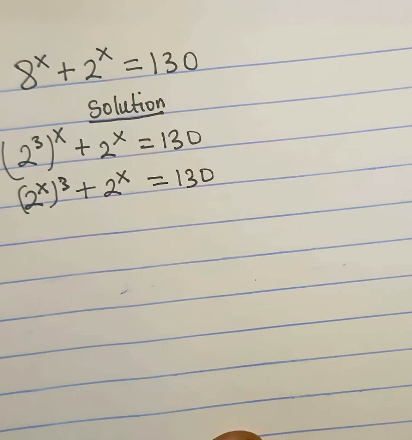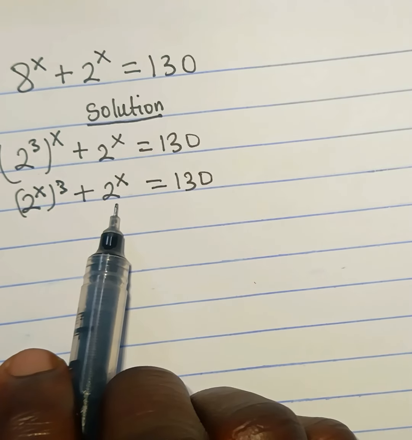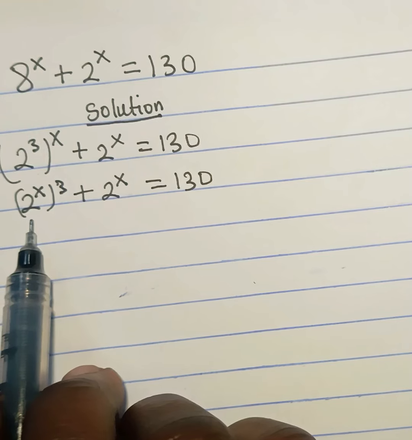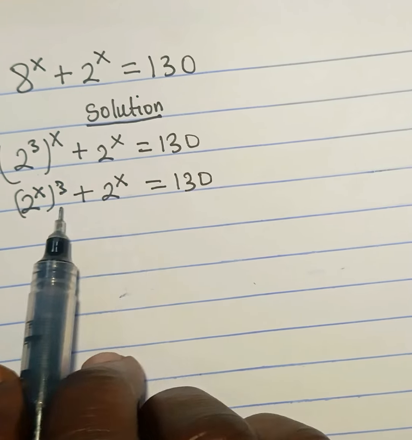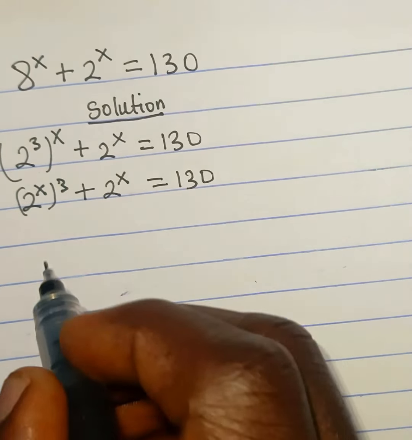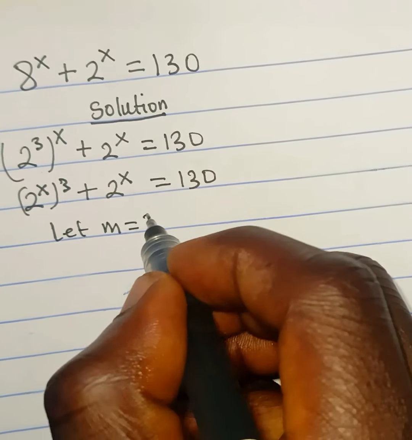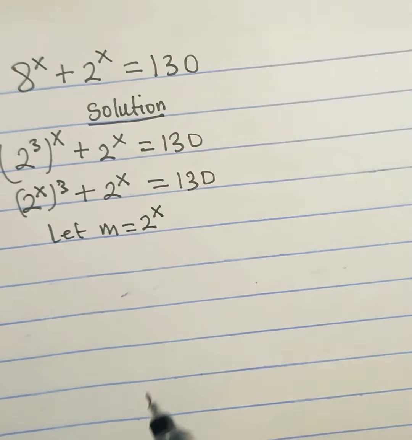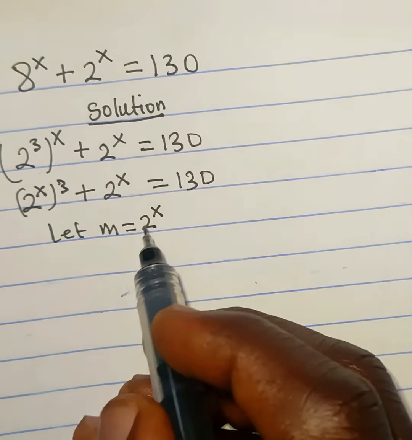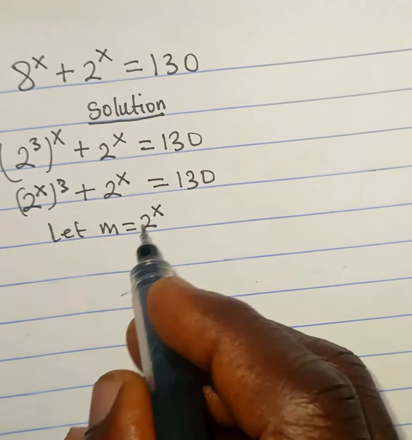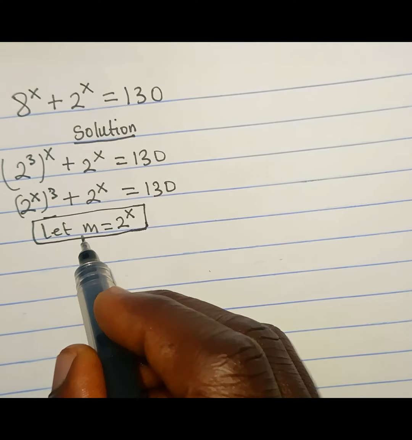The next step: if you notice, we have 2^x here and 2^x here. So we're going to use one unknown to represent 2^x in this equation. Let's use m. So let m be equal to 2^x, in order to minimize this equation. Anywhere we see 2^x, we're going to replace it with m. But remember, we're going to come back to use this.